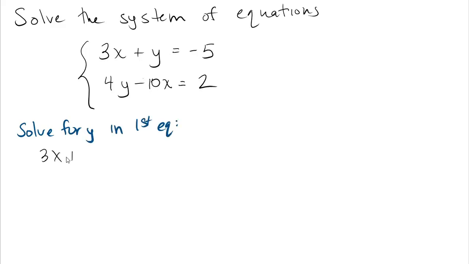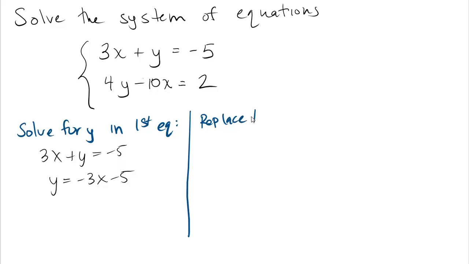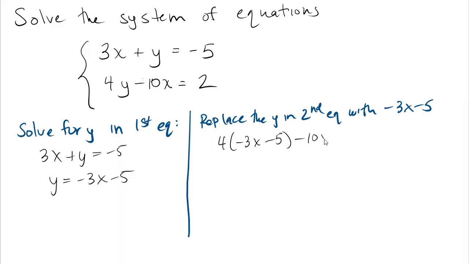So if 3x plus y is equal to negative 5, then y equals negative 3x minus 5 when I subtract. Now I have a substitution. So I can replace the y in the second equation with its equivalent from the first equation, which is negative 3x minus 5. So I get 4 times negative 3x minus 5 minus 10x equals 2.